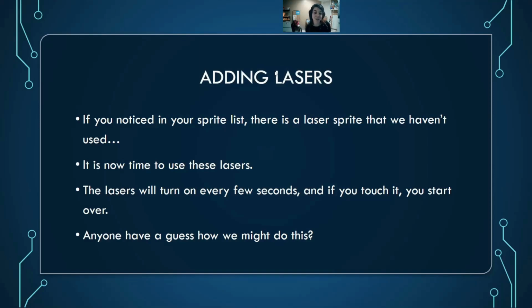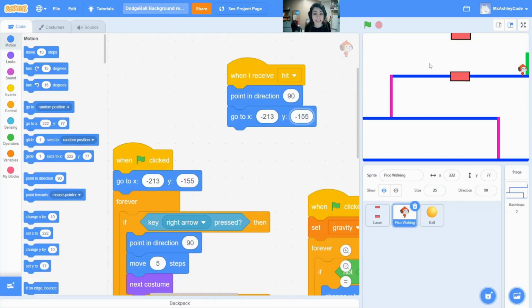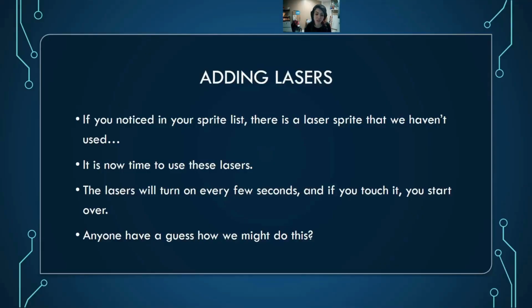Let's add in some last minute features such as the laser that is not working at the top. Adding lasers. If you notice your sprite list, there's a laser sprite that we haven't used yet. So it is time to use these lasers. The lasers will turn on every few seconds, and if you touch it, you will start over. Have anybody guessed how to do this?